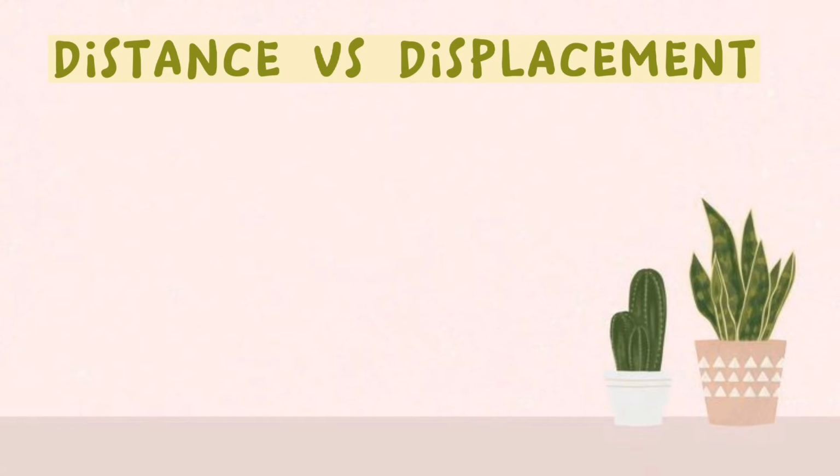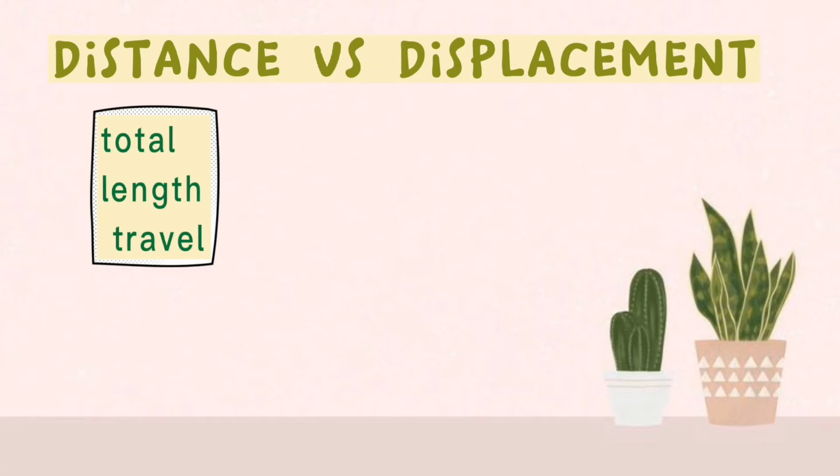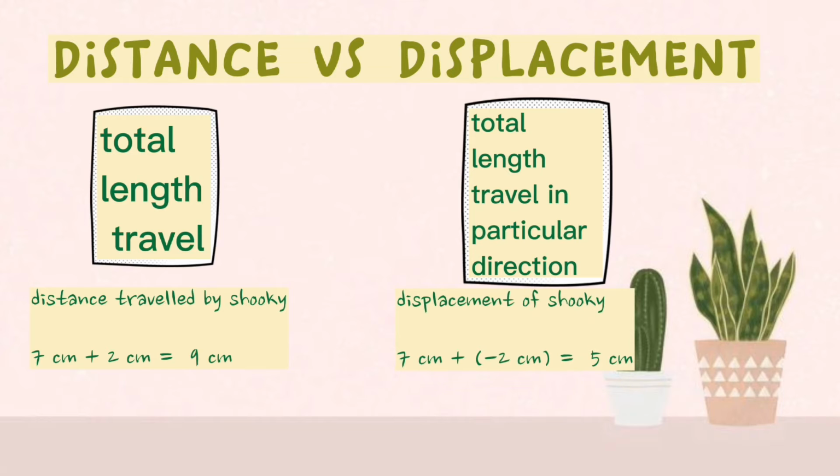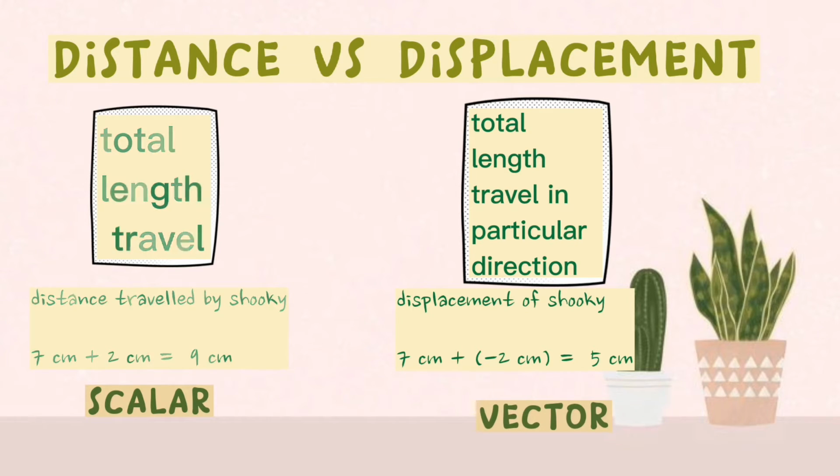You might have the thought of the difference between distance and displacement. Distance is total length travelled, while displacement is total length travelled in a particular direction. So, referring to the example before, the distance travelled by Shuki is 7 cm plus 2 cm. So it is equal to 9 cm without considering the direction of Shuki. And the displacement of Shuki is 7 cm to the right plus negative 2 cm because Shuki is moving to the left. So the displacement of Shuki is 5. From here, we know that distance is a scalar quantity while displacement is a vector quantity.